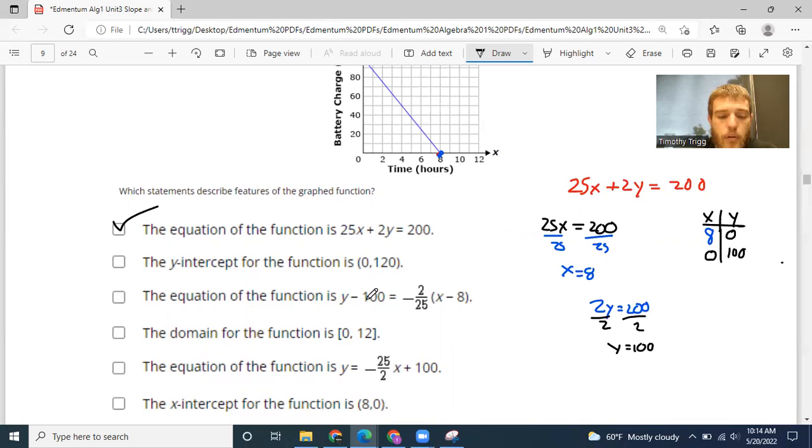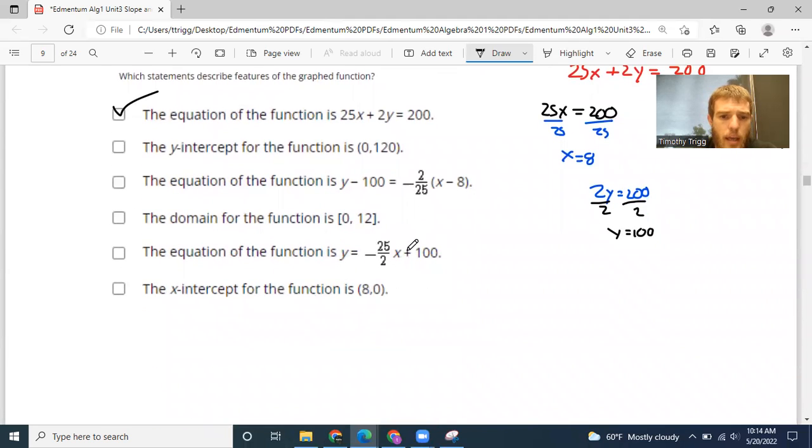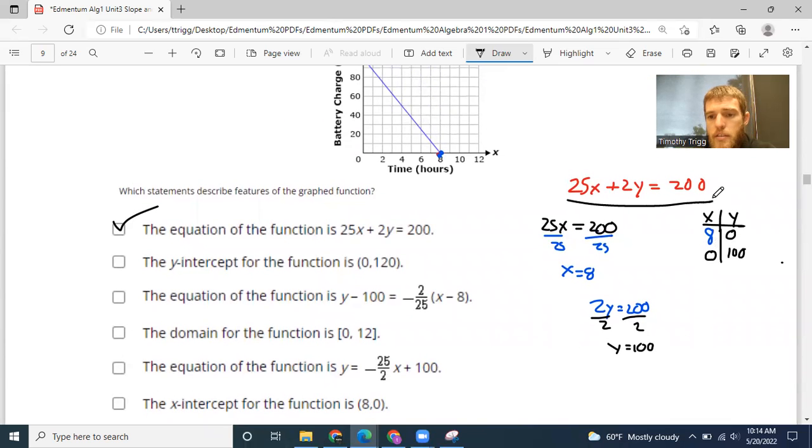Let's see, is this one correct here? No, this one's not correct because they used the point 8, 100. This thing does not go through 8, 100. And let's see, is this one correct? Well, we know that this equation is correct because we just checked it.